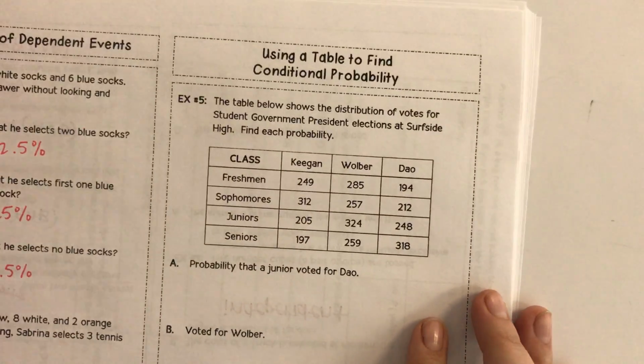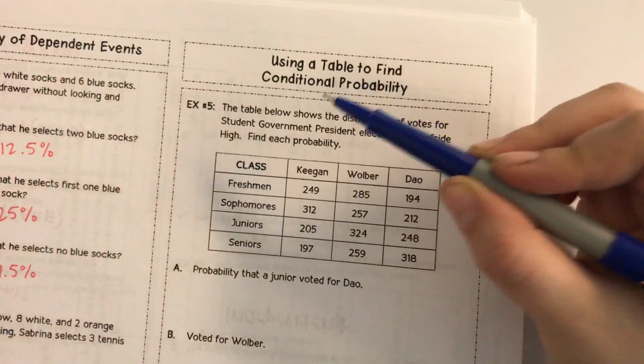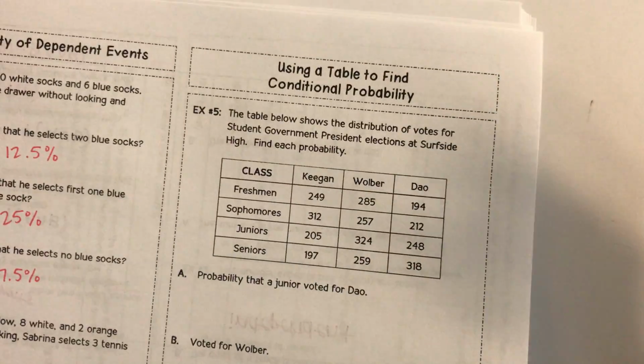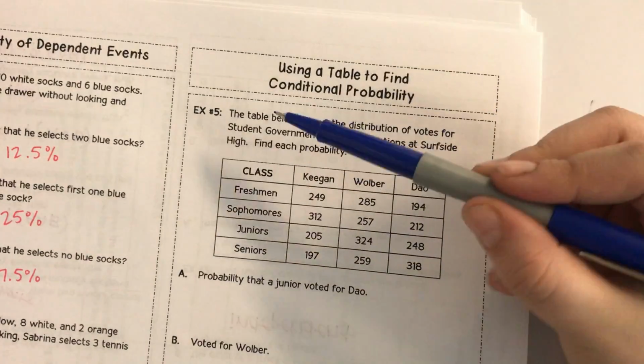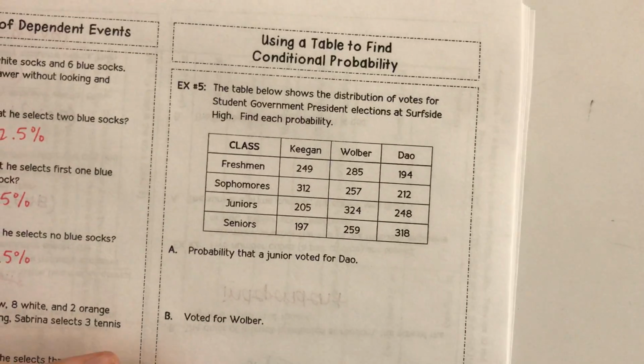Okay, example number 5. It's all about using a table to find conditional probability. And conditional probability is just the probability of dependent events. That's exactly what it is. So, the table below shows the distribution of votes for student government president elections at Surfside High.